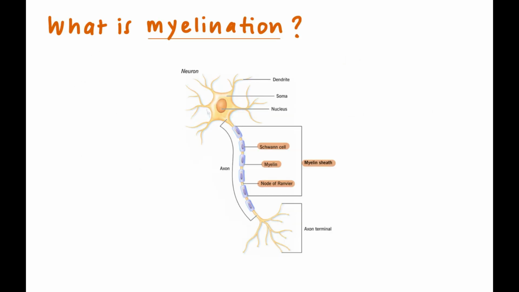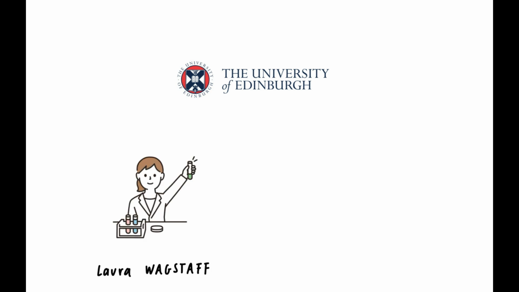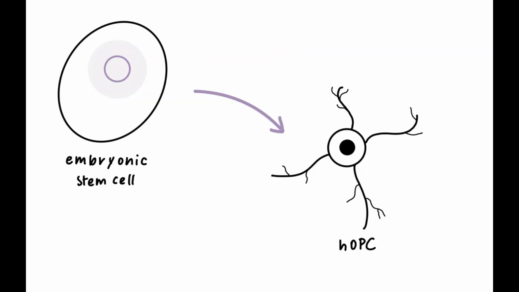And it is because it is such an important and interesting topic that researchers from the University of Edinburgh decided to work on it. Laura Wagstaff and Anna Williams took a look at how CRISPR-edited human ES-derived oligodendrocyte progenitor cells improve remyelination in rodents. Let us take a look at what all of this means.